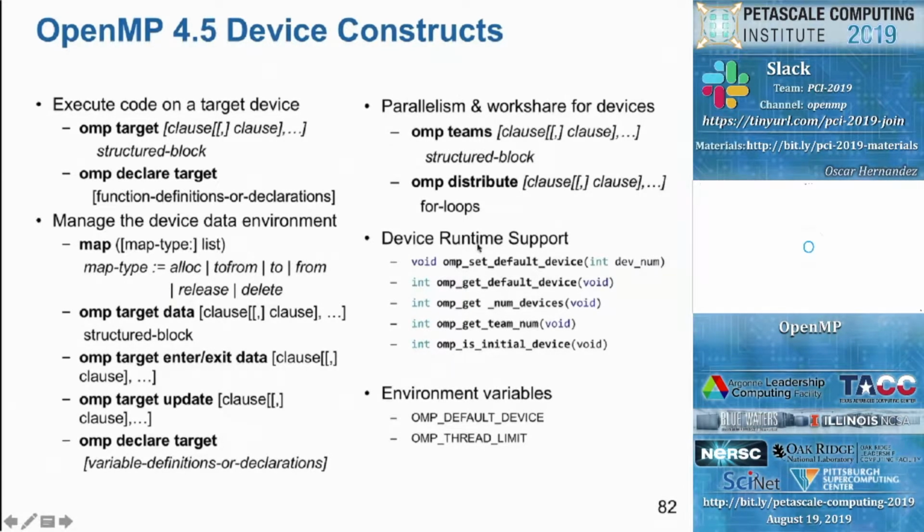Then we have a set of calls that we can invoke, just like an API, a runtime call from the host, to gather information about the device, and some of them can also be called within the target region of the accelerator. And then we have a set of environment variables that can help us control things like the default device that we want to use. For example, if we have multiple accelerators in a node, we can pick the default one, or the thread limit that we want to have on a given accelerator.